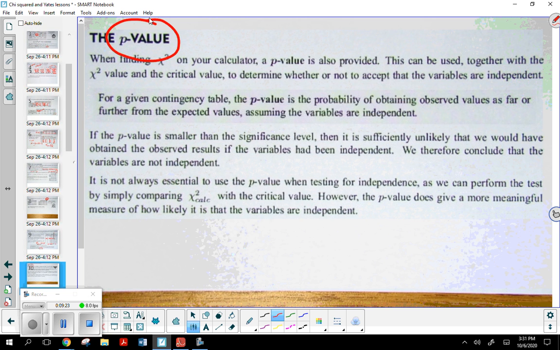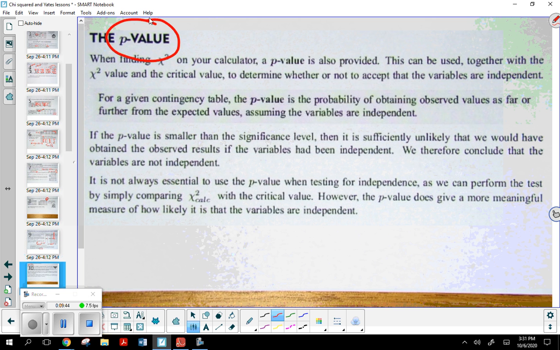Okay, so for a given contingency table, the p-value is the probability of obtaining observed values as far or further from the expected values, assuming the variables are independent. Okay, I know that a lot of this stuff doesn't make sense right now, but just hang in there with me. When we get to an example, I'm going to help you out. If the p-value is smaller than the significance level.